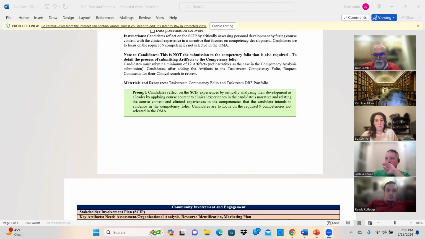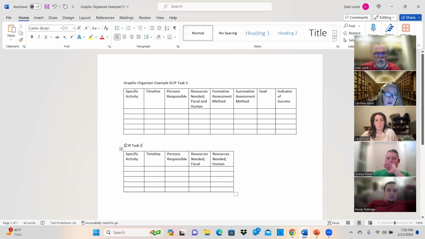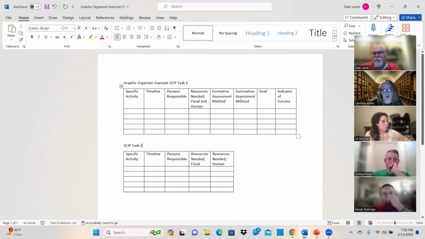Now, I've got examples of this. This is the graphic organizer you use for step 2, where you do the specific activity, the timeline, person responsible, resources needed, money, and people, and then you fill out the full one in 3. Let me remind you again, summative is how are we going to do fidelity checks to make sure whatever we plan to happen is happening, and then your goal is where you want to get to eventually. And then your indicator of success is, if we want to get to 400 parents coming, that's our goal, but we won't get 400 the first time.